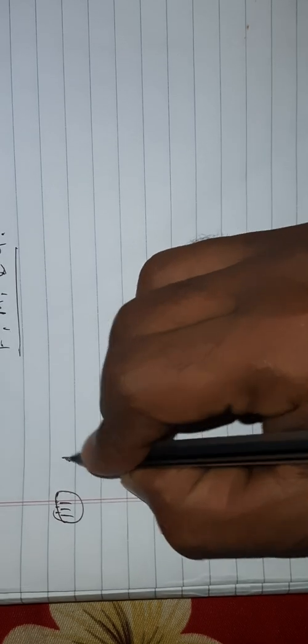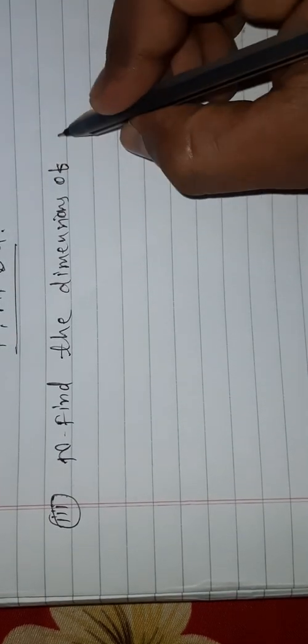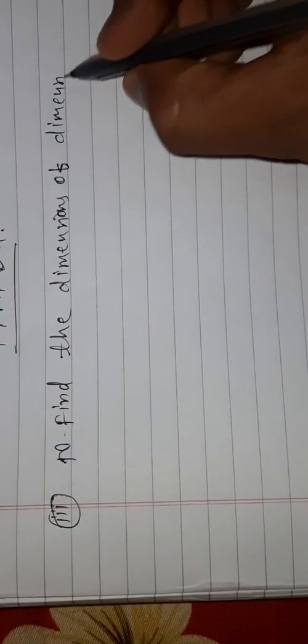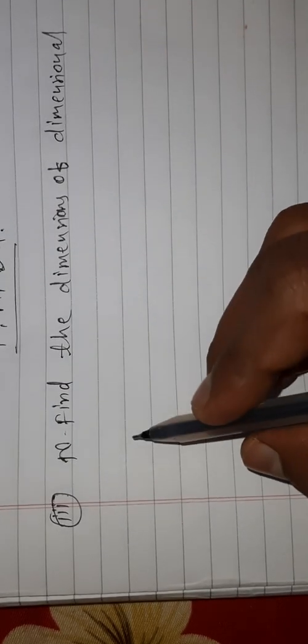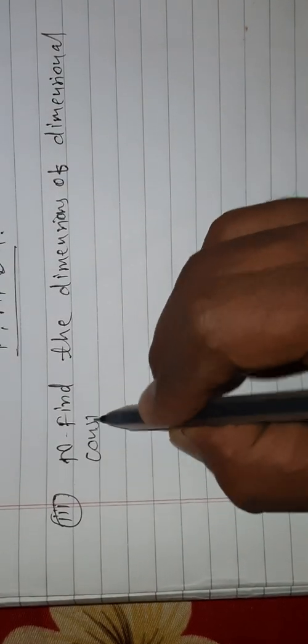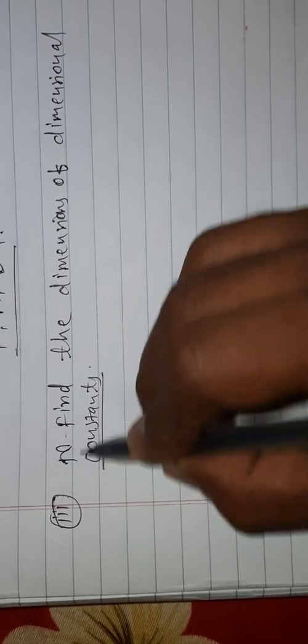Clear? Now the third use is to find the dimensions of dimensional constants. If you want to find the dimensions of dimensional constants, then we can easily find them by dimensional analysis.